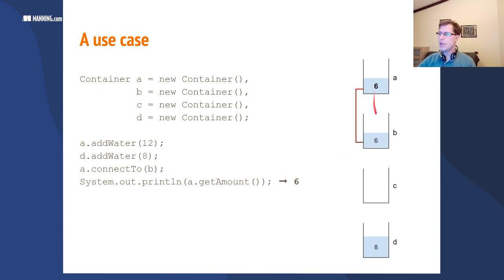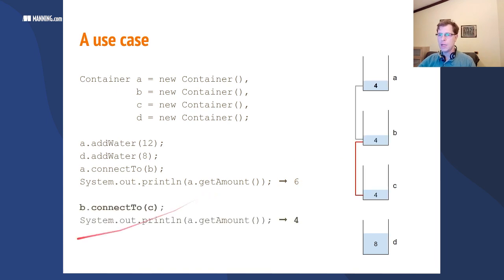We have 6 in A, 6 in B, because I poured into A, but then I connected, and the simple action of connecting them automatically distributes this water among A and B. C is still empty, and D contains 8 units. So far, so good. Let's connect B to C.